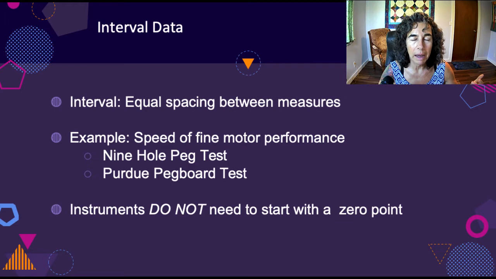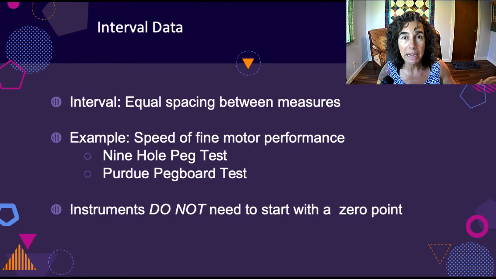It could be impacted by an intention tremor or a resting tremor. It could be impacted by having an injury to your hand or arm. So we're measuring an interval, and the instrument does not need to start with a 0 point. So it's not important that you go down to no data whatsoever, right? So if we're measuring speed of fine motor performance, chances are there's something that person can do, even if it takes a lot of seconds.